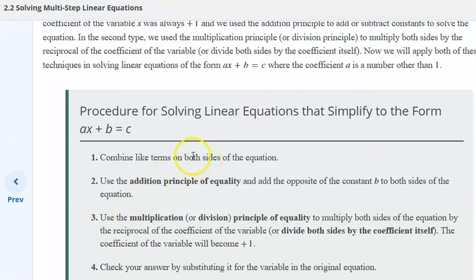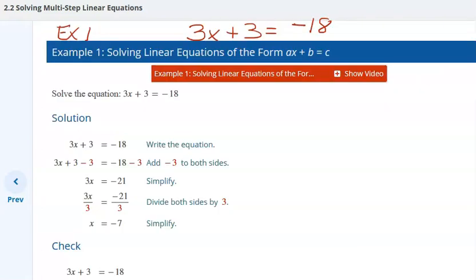Now, the Learn also has a written sequence of steps to follow in solving an equation. You can pause and read this, but it's similar to the outline I've given you. So for example 1, take a moment, write the example down, and we'll go to the whiteboard.